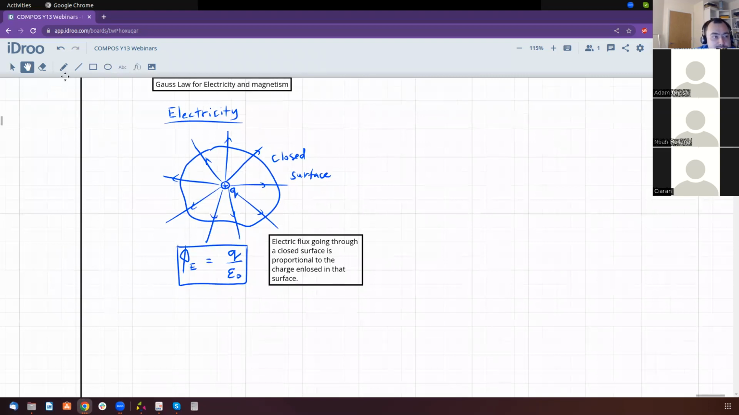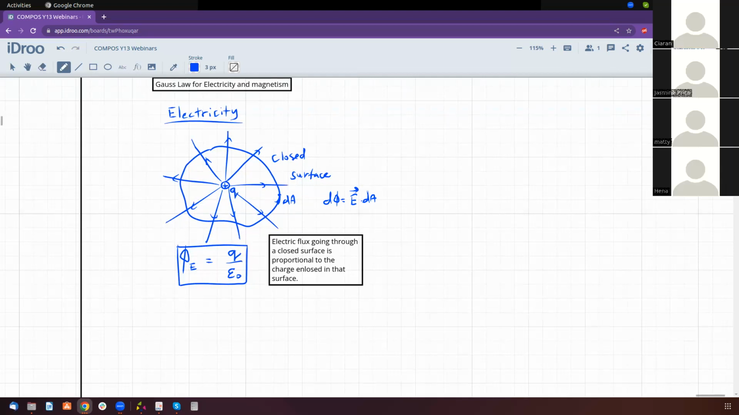Yeah, and the flux for a small area, let's say you take a small area, dA, the small flux going through that area is the electric field times dA. Does that make sense? No problems here? Adam, it makes sense to Adam. What about Kieran, Noah, Jasmine, Matty, Hannah?